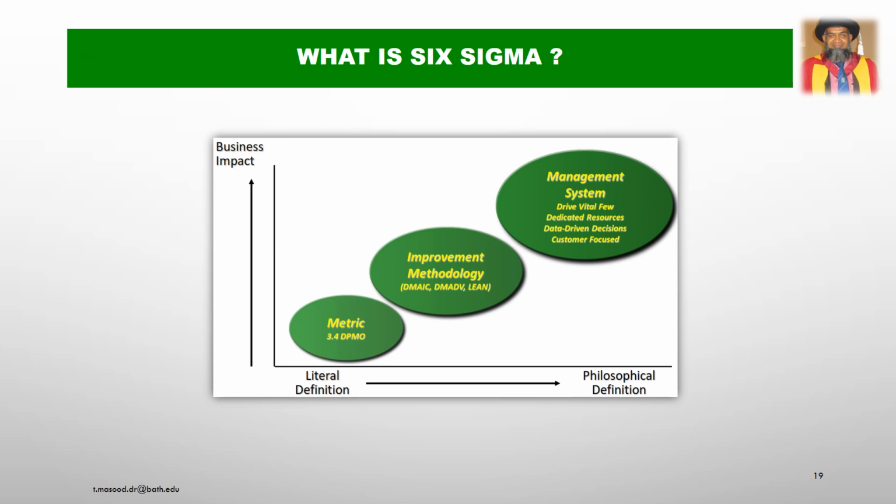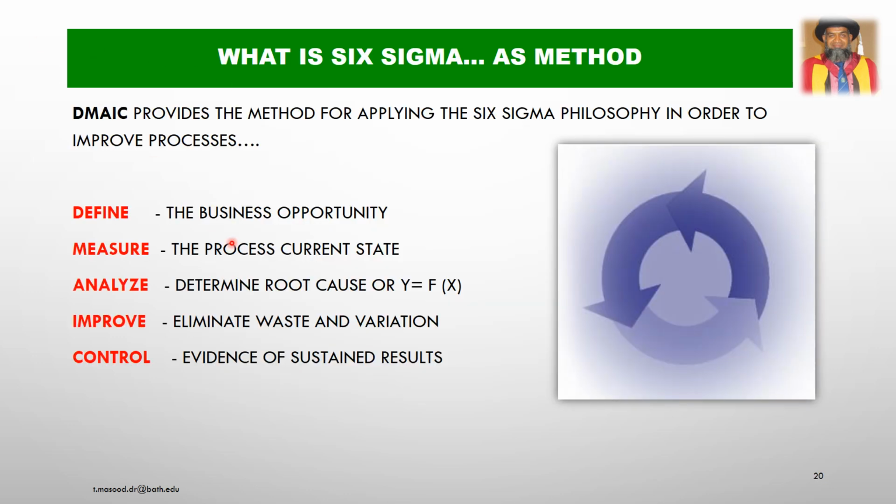On my next slide, what is Six Sigma as a method? DMAIC, define, measure, analyze, improve and control, provides a method for applying the Six Sigma philosophy in order to improve process. It identifies business opportunities, the process current state, determines root cause, or Y equals f of X, eliminates waste and variations, and shows evidence of the sustained result. So this is my last slide. I just demonstrated a Six Sigma methodology approach. In my next slide, we will further discuss Lean Six Sigma and Lean management system.